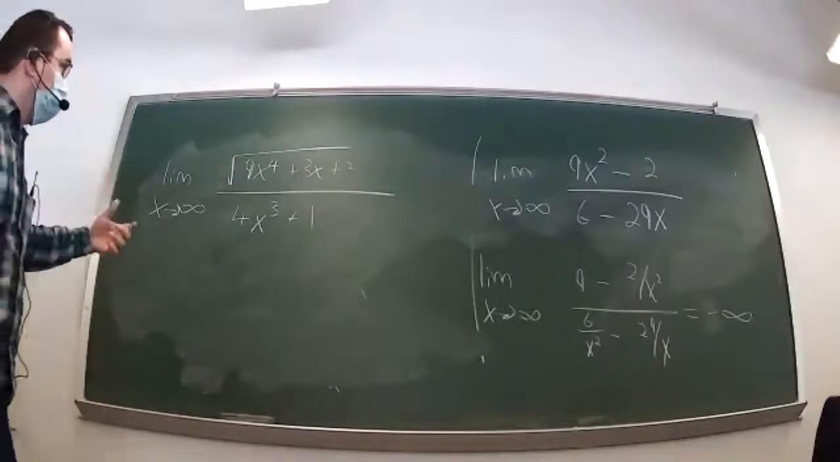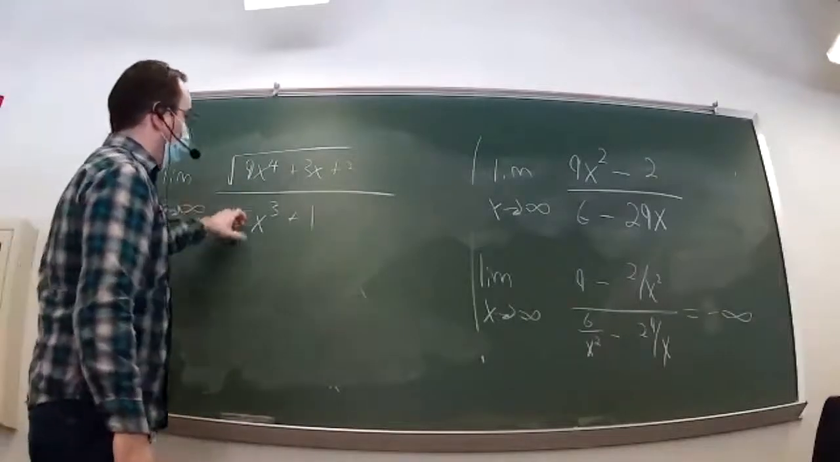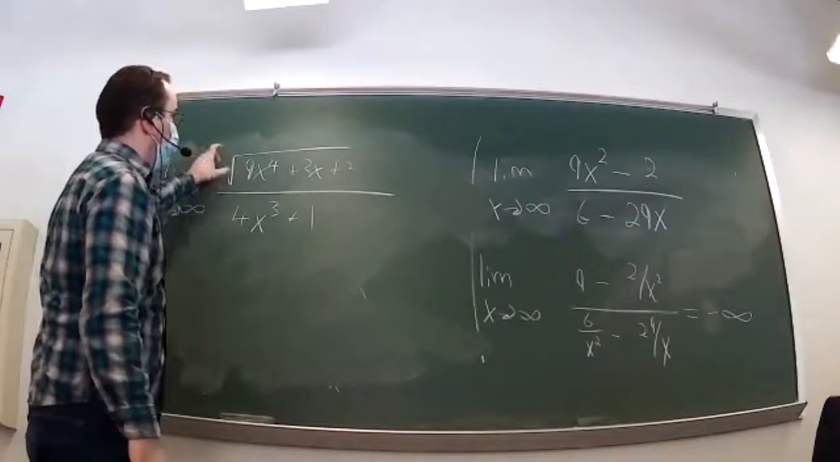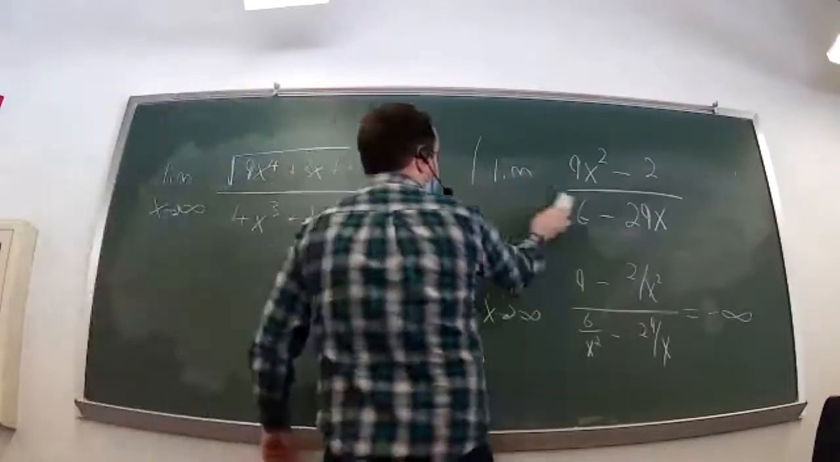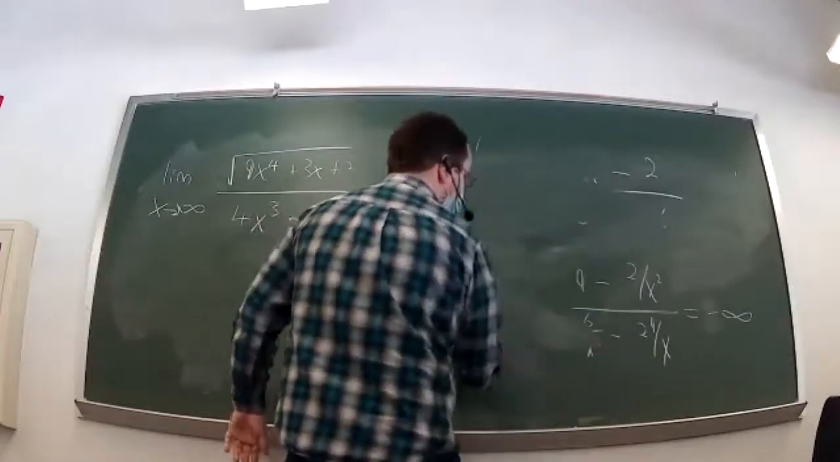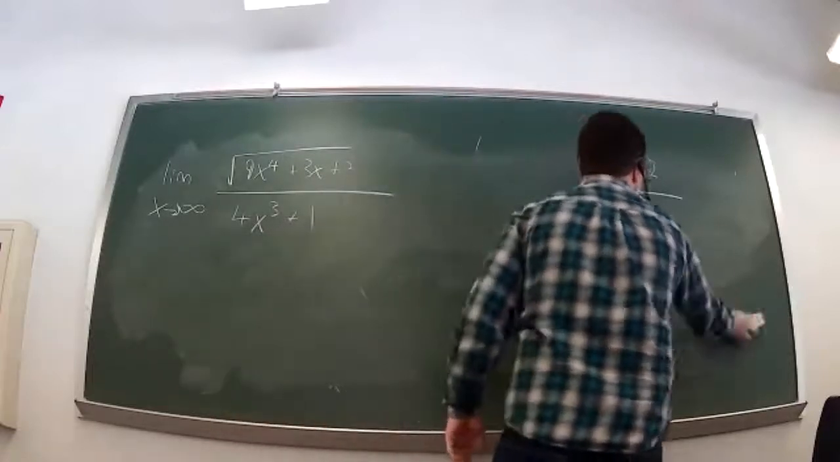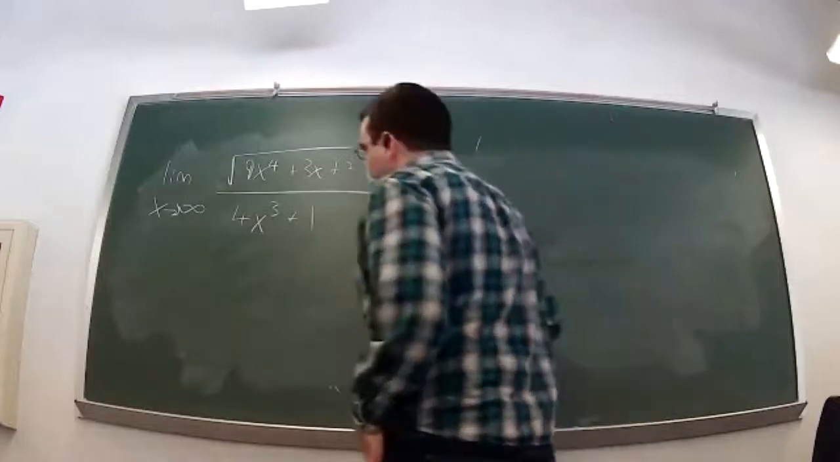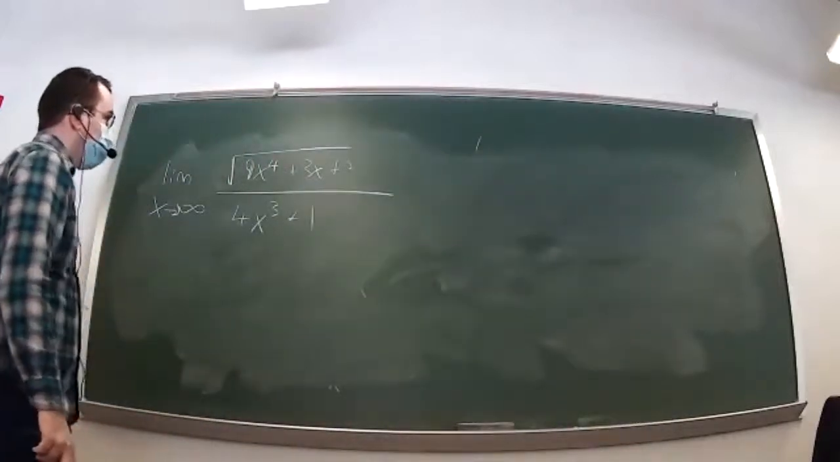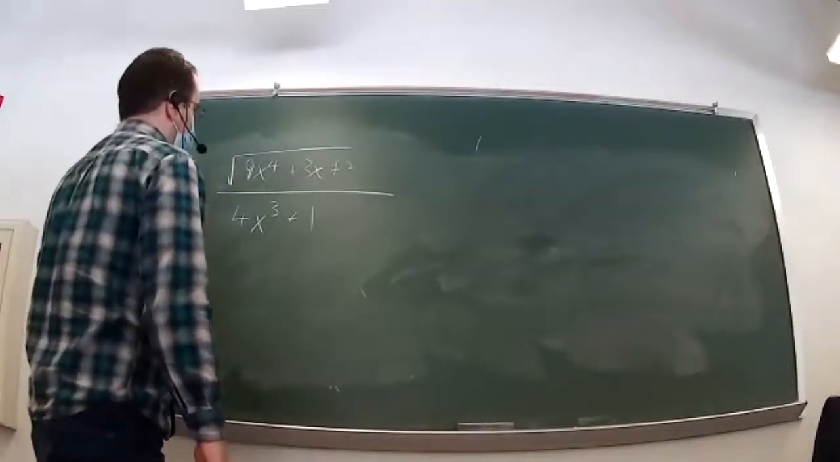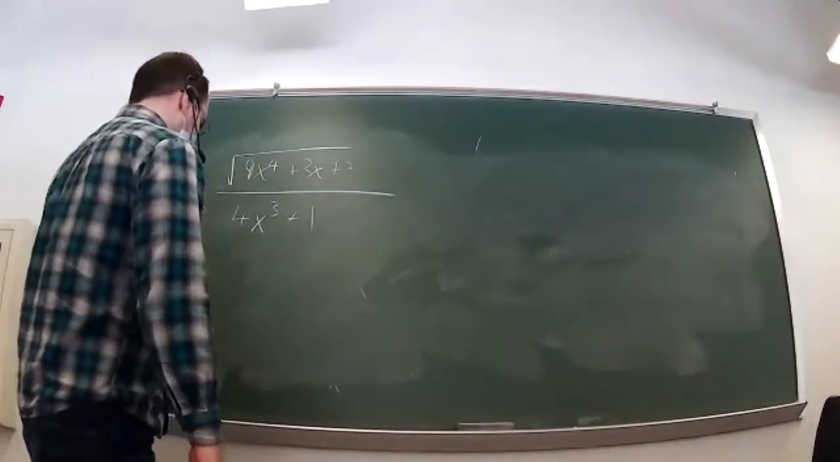And you can't just look at numerator and denominator separately, because the numerator is going to infinity, the denominator is going to infinity, and infinity over infinity is an indeterminate form. It's not an answer to a question. So what's happening, the problem is the square root.